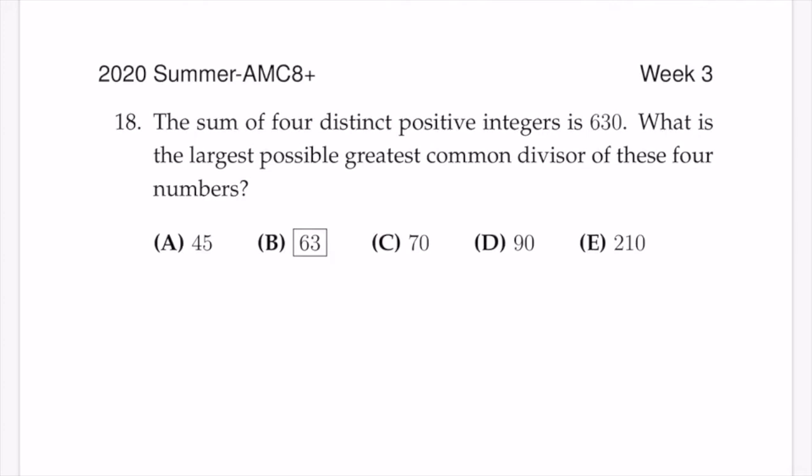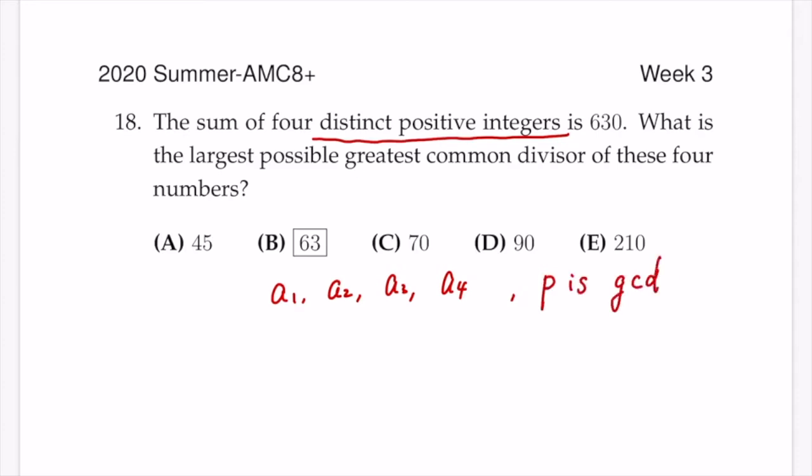Problem 18. The sum of 4 distinct positive integers is 630. What is the largest possible greatest common divisor of these 4 numbers? Let's use inequalities to see what's the maximal possible greatest common divisor. Suppose we have A1, A2, A3, A4 to be the 4 distinct positive numbers, and P is the GCD of the 4, the greatest possible common divisor.